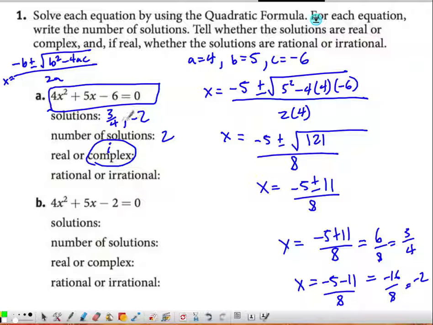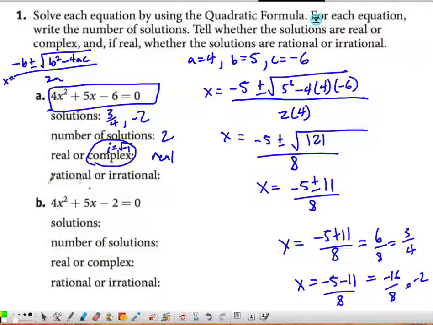Do I have i in my solutions here? Remember, i is equal to the square root of -1. Did we get a square root of a negative number here? No, we got the square root of a positive number. So we have real solutions.